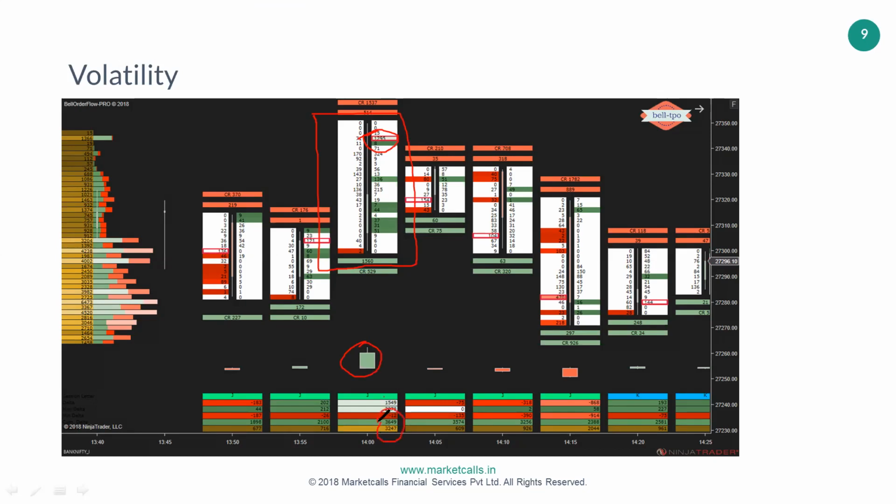So 3,247 contracts got traded in that particular candle. So it is one of the ways where you can say that it's been a highly volatile candle, very high volume, very high delta. That is how most of the time you are going to get an exhaustive pattern. So when I'm talking about an exhaustive pattern, we will really be looking into the volatility of the candle as well, right?